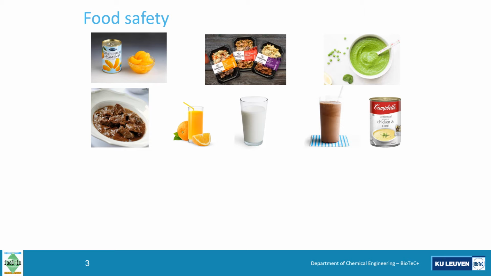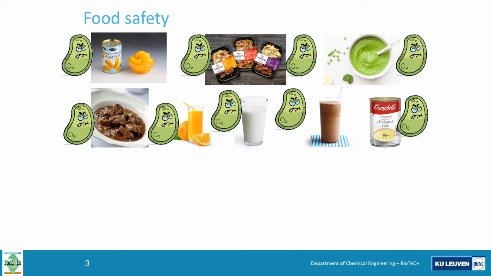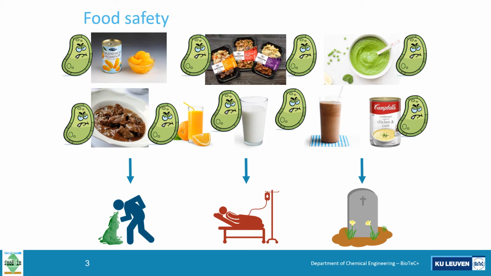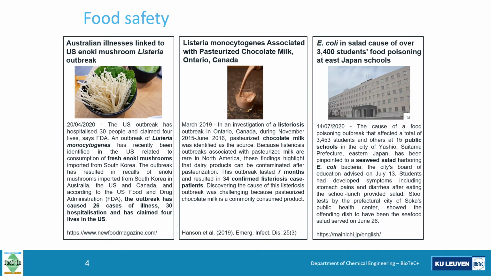Now, what do we not want to happen when we have such food products? That there are microorganisms, foodborne pathogens, for example, bacteria, present inside or on the products, because when this happens, people might get sick. In bad cases, they might even be hospitalized, and in the worst cases, people might die, which of course we don't want to happen. Here then a few examples to illustrate that this is still a common issue.